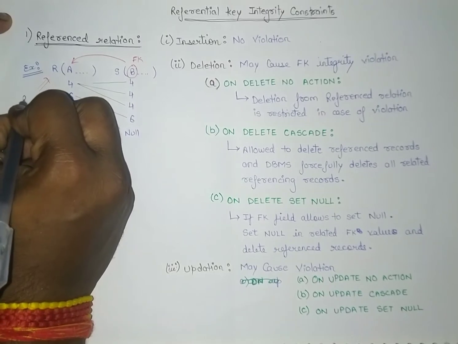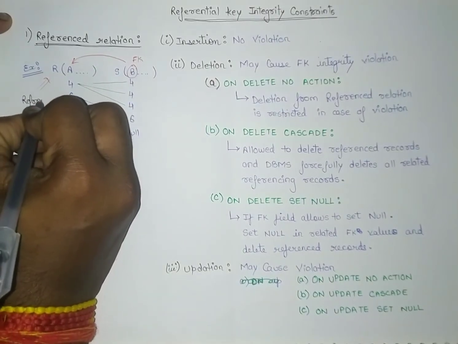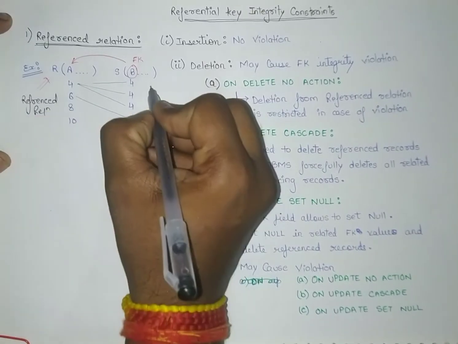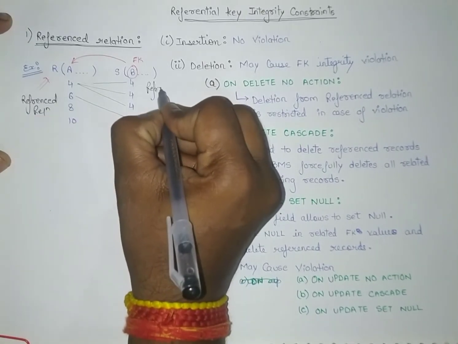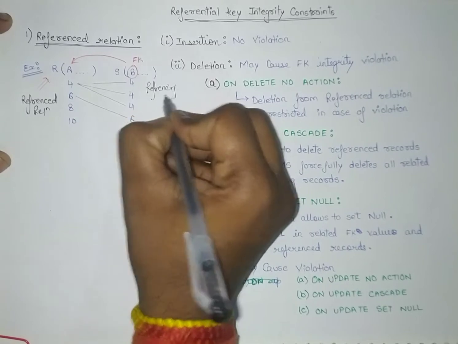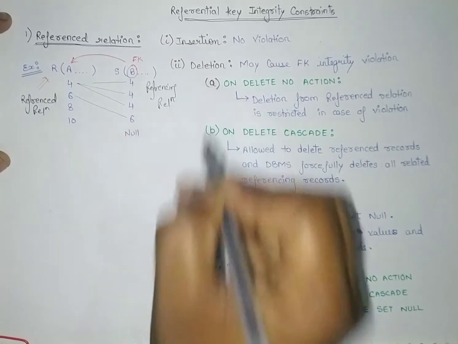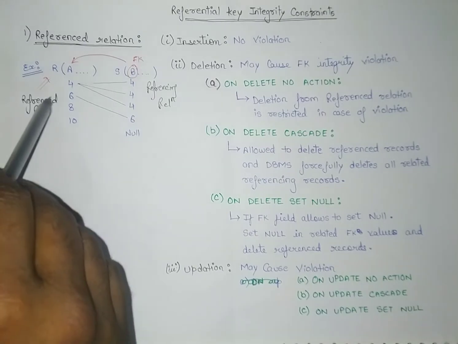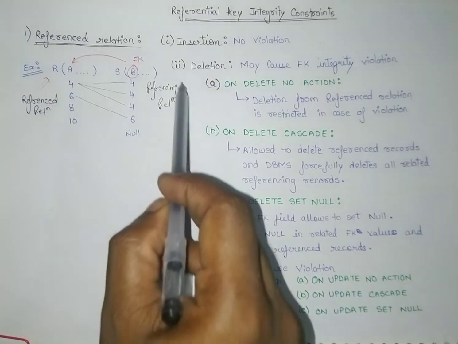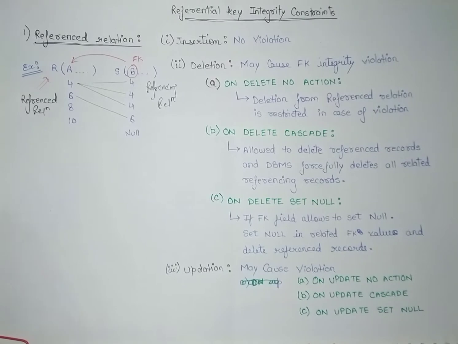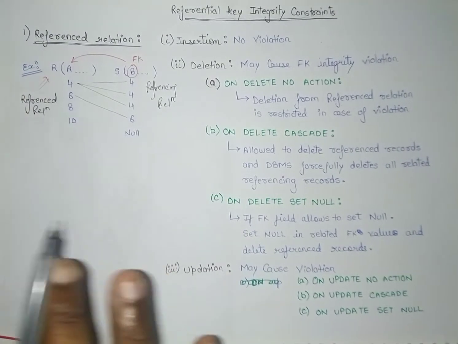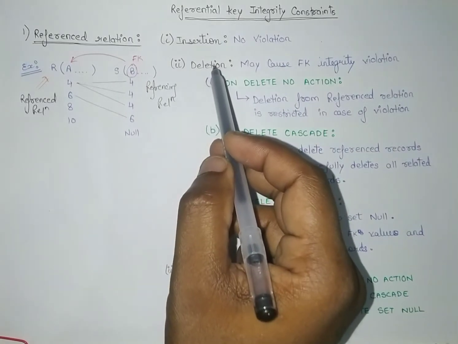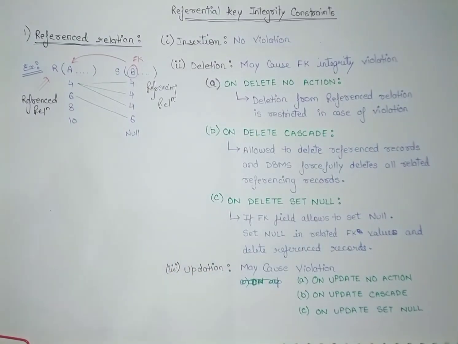This one is a referenced relation, and this one is a referencing relation. All right, so first we will talk about the referenced relation, later we will talk about the referencing relation. In the referenced relation there are three possibilities: one is insertion, another one is deletion, and the third one is updation.